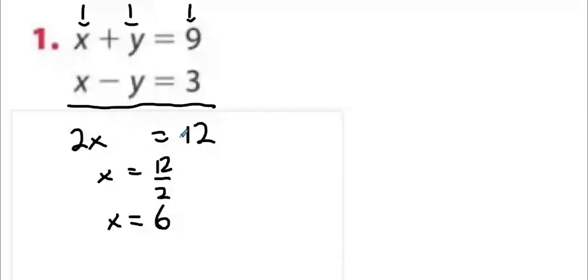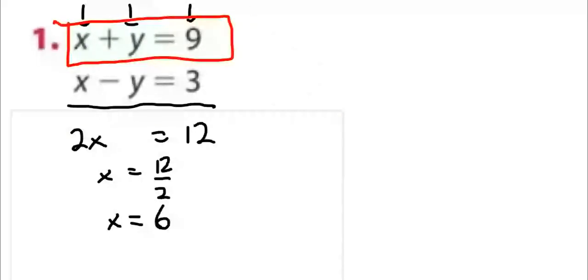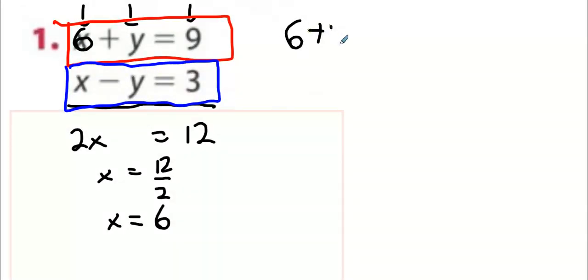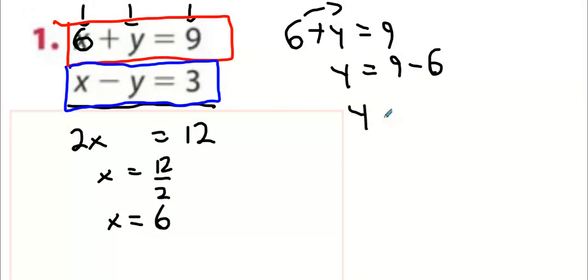And we get an answer equal to 6. Then what you do when you get the answer is you choose between the red equation and the blue equation, whichever one you want to use. You can use either. So I'm going to replace x with 6. So 6 plus y equals 9. Bring the 6 over to the other side and you get 9 take away 6, and you get y equals 3. And that there is your first simultaneous equation.